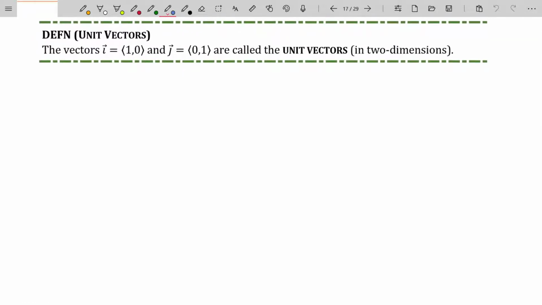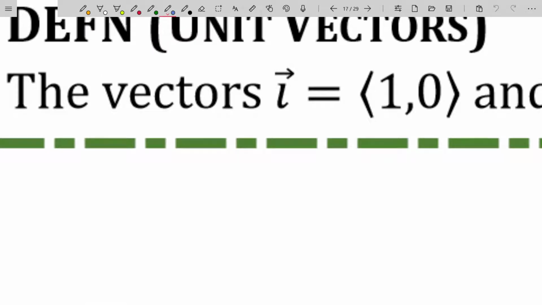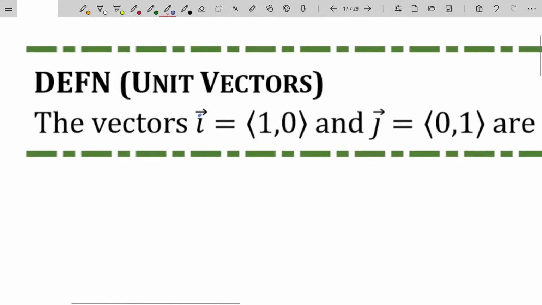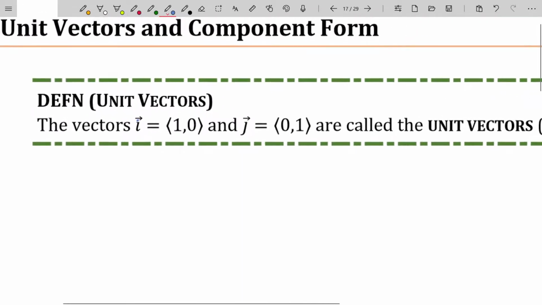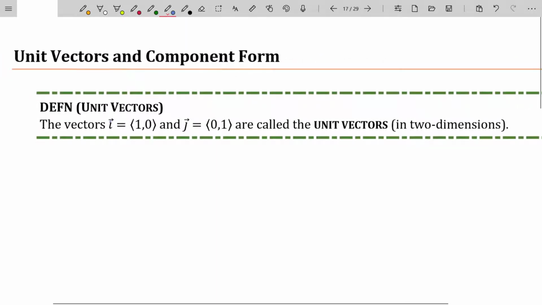The vectors, that's supposed to be an i, but for some reason it doesn't look like one to me, but that's i. The vector i is defined to be 1, 0. And the vector j is defined to be 0, 1. And those together are called the unit vectors for two-dimensional space.